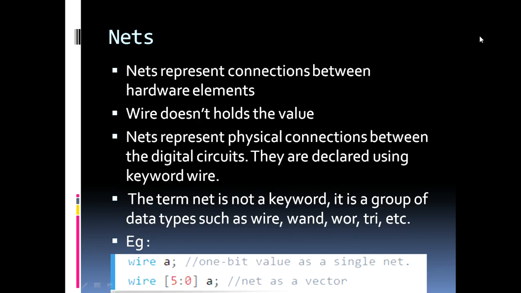Then come to the nets. Net types represent a physical connection between digital circuits. Examples: wire, wand, wor, etc. In this example, a 1-bit value is declared as a wire.